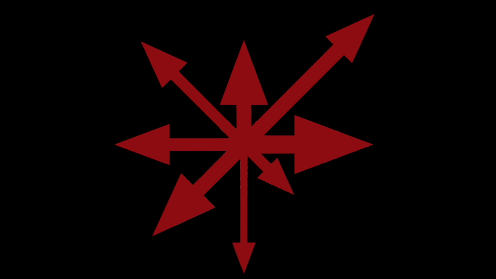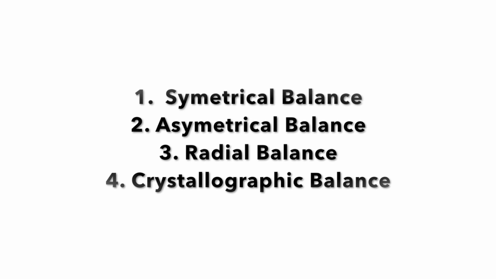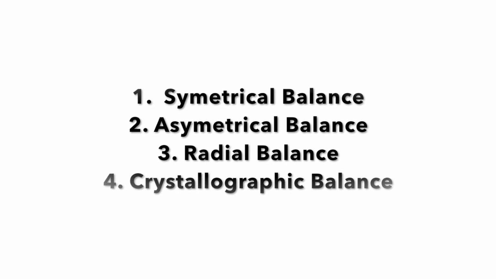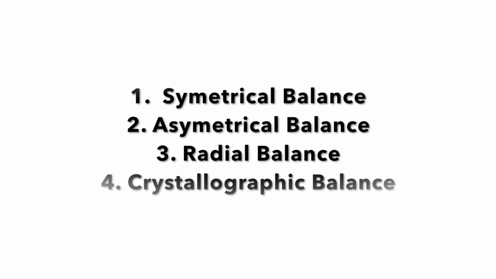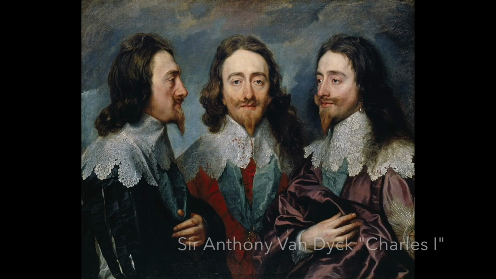For example, take a look at this image. Whew, the right and the left don't look anything the same. There are 4 types of balance: symmetrical, asymmetrical, radial balance, and crystallographic balance. Crystallographic, that's an awesome name. Now I want to start a band, Mr. Line and the Crystallographics.